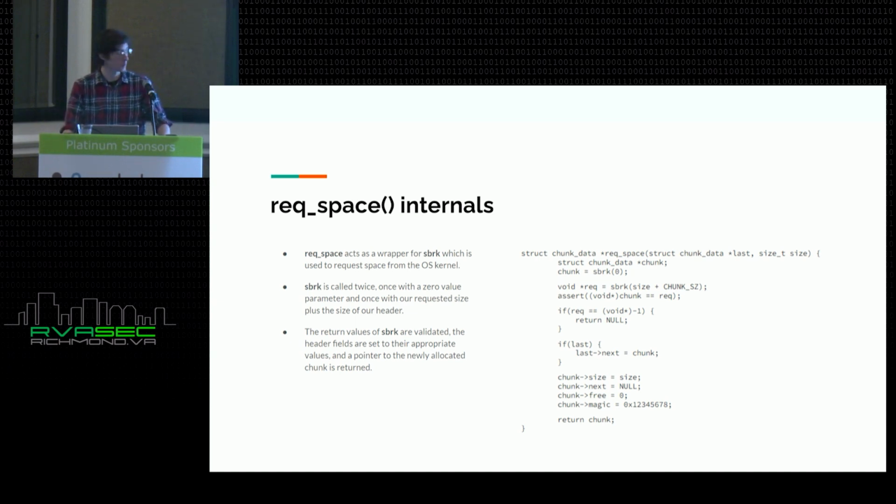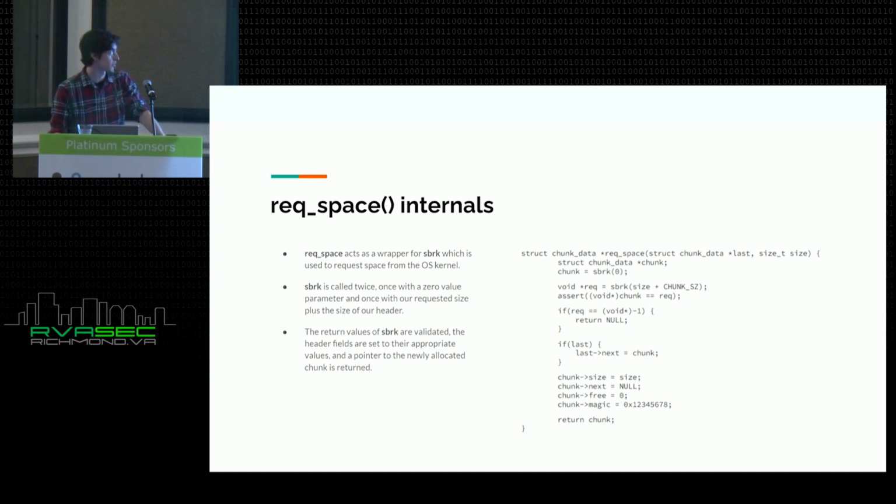We make two calls to that system call. The first one with a value of 0. That essentially returns the position of your program break, so it tells you where it starts. And then we make another one with the actual size of our chunk. And if you could see that second call to sbrk, we do the requested size as well as the chunk size.